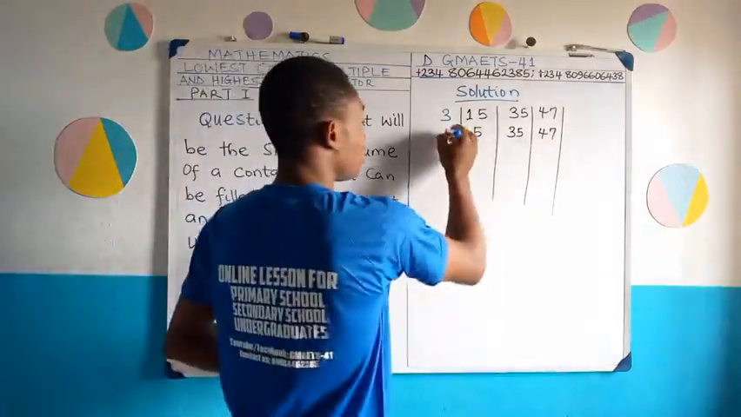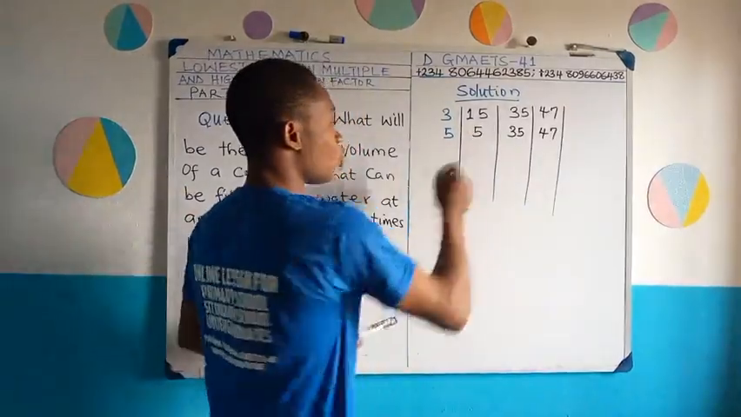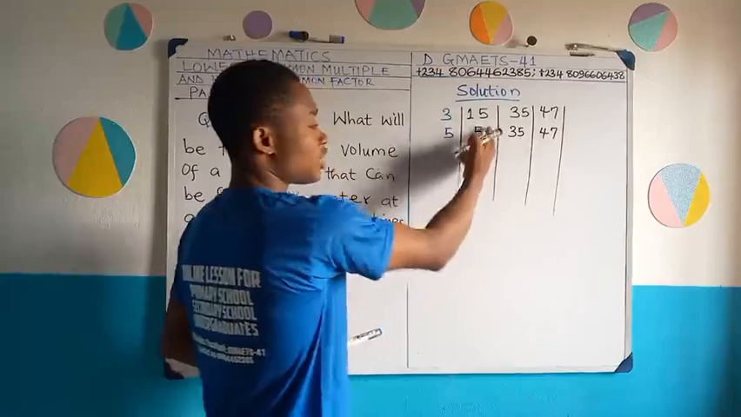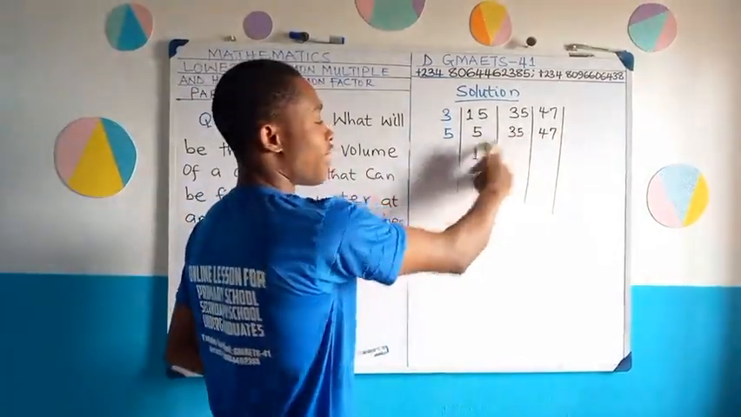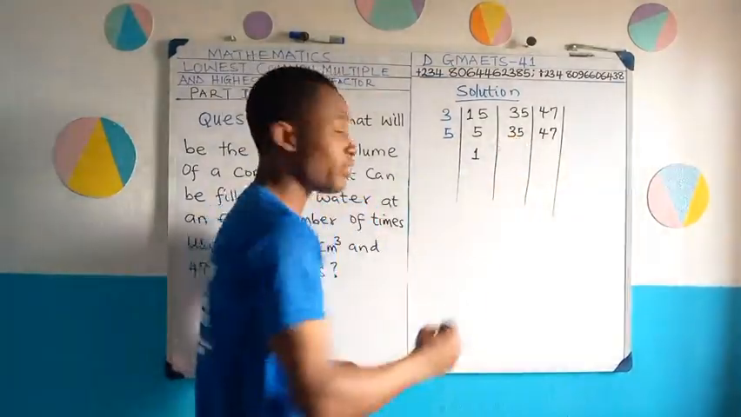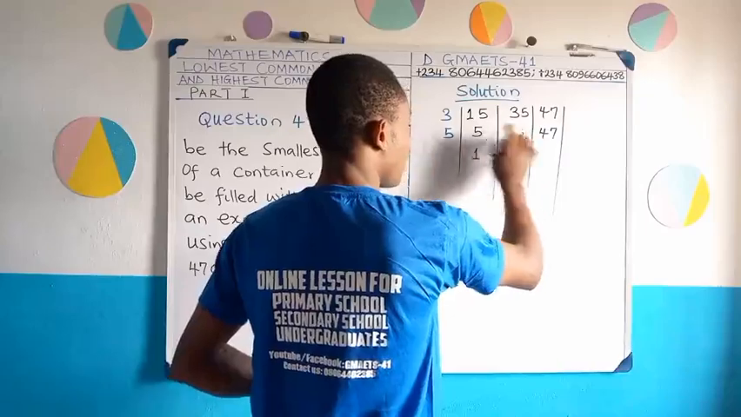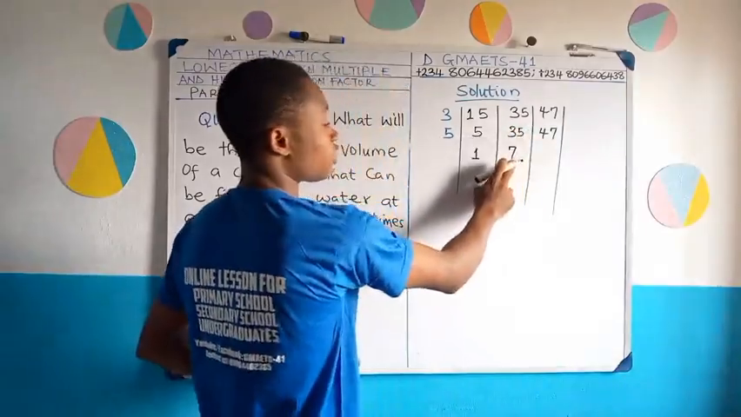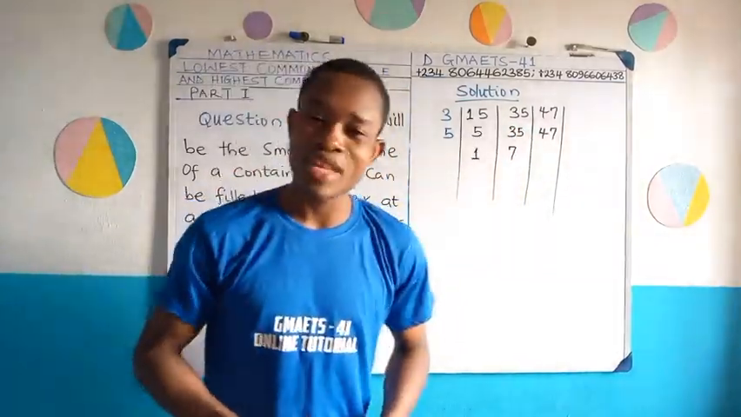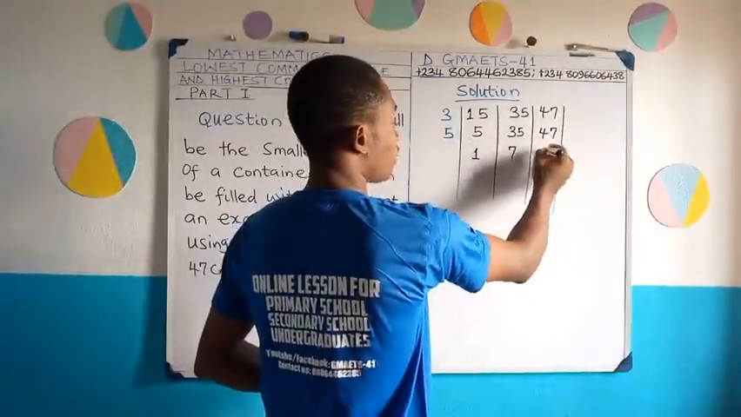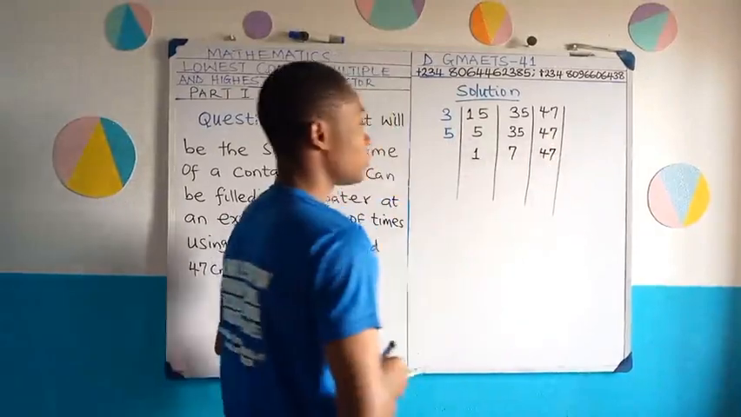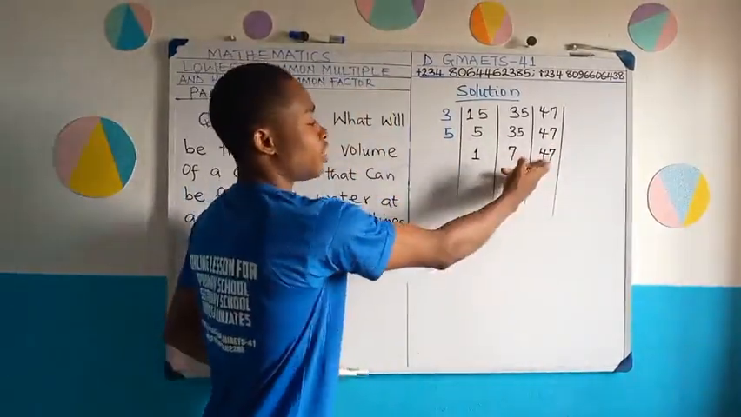Yes, 5 can divide. 5 can divide 5, we'll get 1. So this column has finished, it has gotten to 1. This is 35. The last digit here is 5, so 5 can also divide it. Rule of divisibility. If 5 divides 35, it will give you 7. Check 5 times table. You'll see that 5 times 7 will give you 35. Alright, 5 cannot divide 47, so I'll bring down 47. Here, 5 can no longer divide.